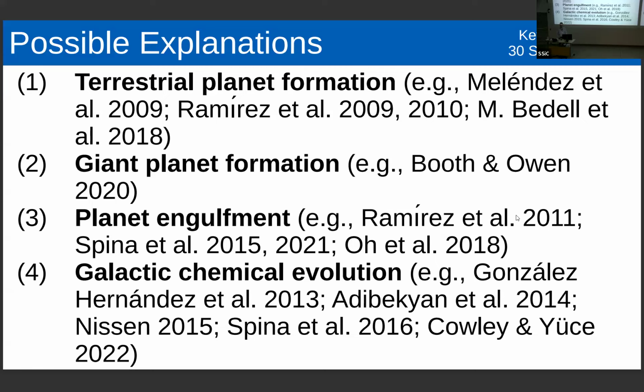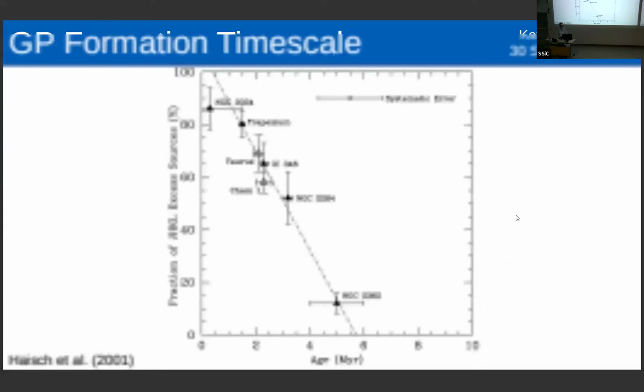It could also be that the twin stars accreted rocky planets. And finally, it's also possible that this is a result of galactic chemical evolution. And so what Chris and I set out to do was to critically evaluate this idea that this had to do either with terrestrial planet formation or with giant planet formation.